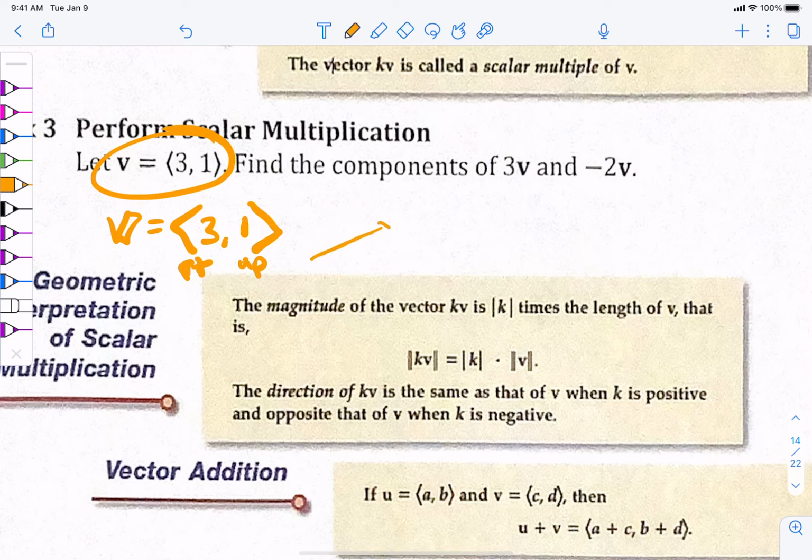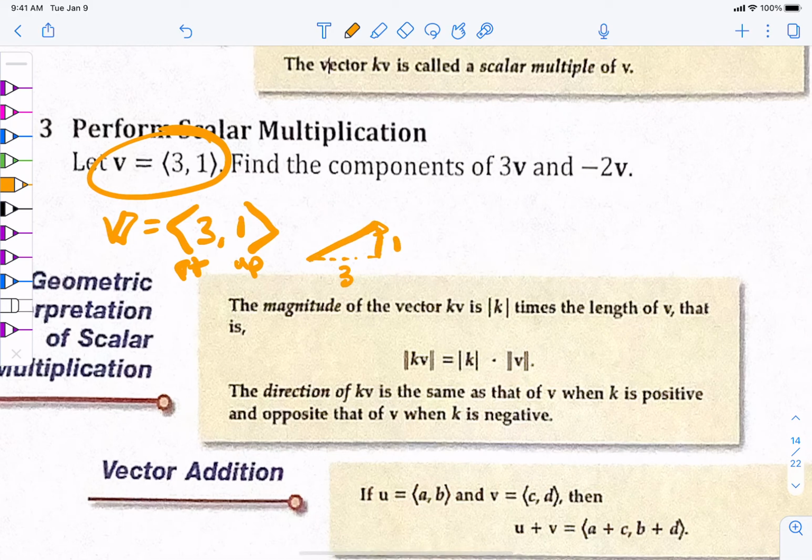3 units to the right, 1 unit up would look like this. 3 here, 1 here. This is what this vector looks like, right? From start to finish. That's what he looks like. 3 units to the right, 1 unit up. Something like that, right? That's what vector v looks like.